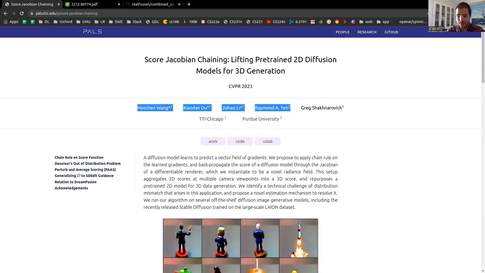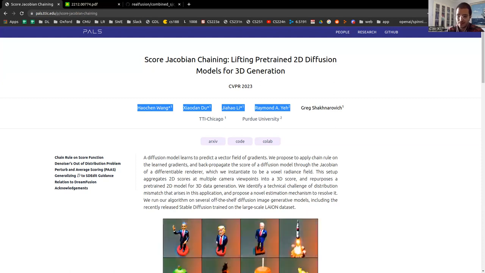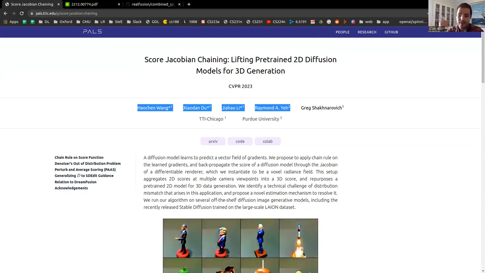I will start by saying that Score Jacobian chaining is a similar approach to RealFusion because they're both score-based models. RealFusion uses score distillation sampling, and Score Jacobian chaining uses Score Jacobian chaining. So they're both score-based models, and they are a subdomain of diffusion models.